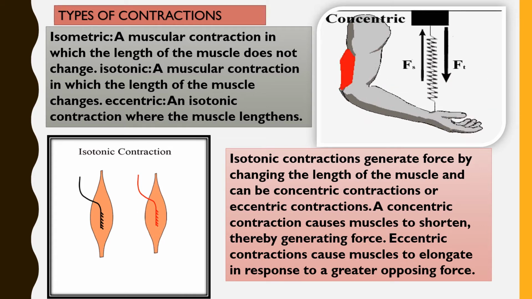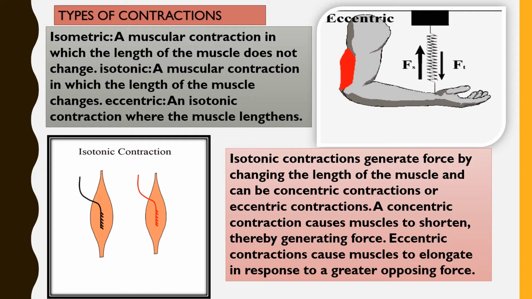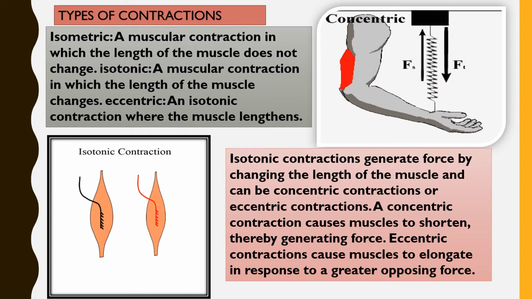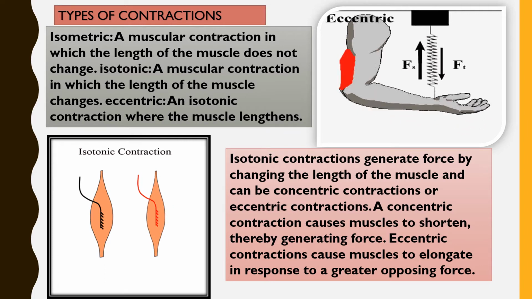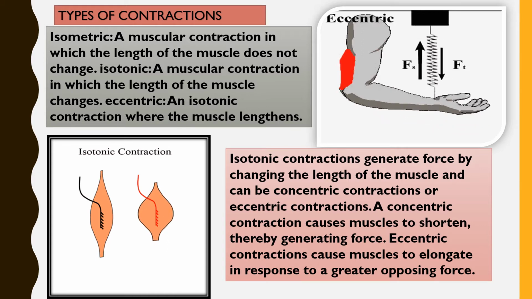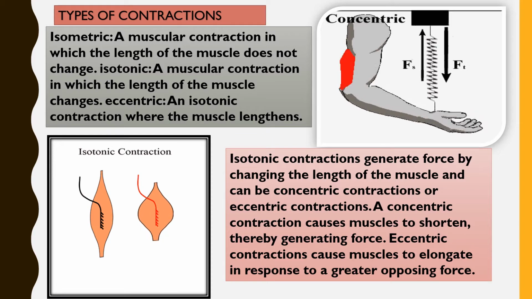Separately, if I want to tell what is isotonic contraction, isotonic contractions generate force by changing the length of the muscle and can be concentric contractions or eccentric contractions. A concentric contraction causes muscles to shorten, thereby generating force.